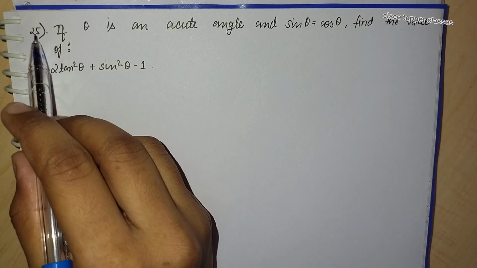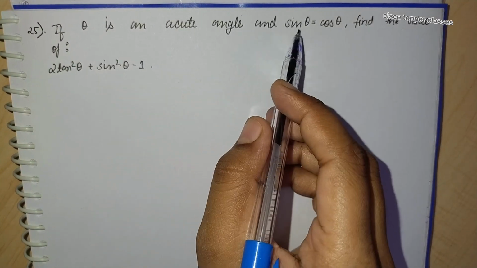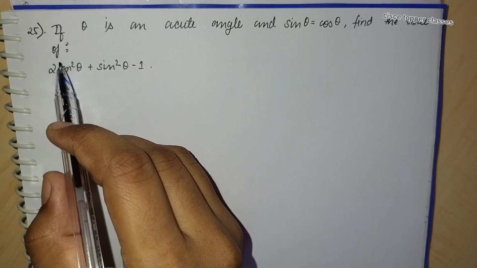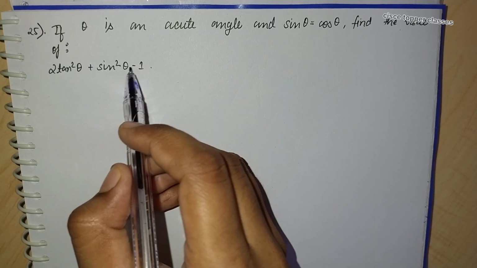Now let us solve the 25th question. If theta is an acute angle and sin theta is equal to cos theta, then find the value of 2 tan square theta plus sin square theta minus 1.